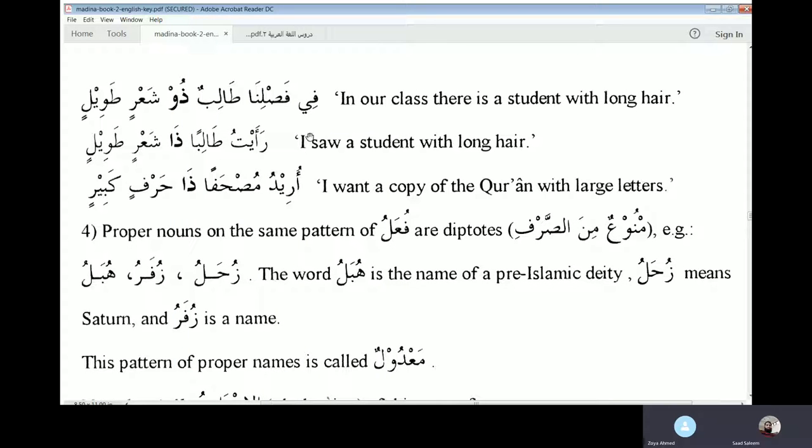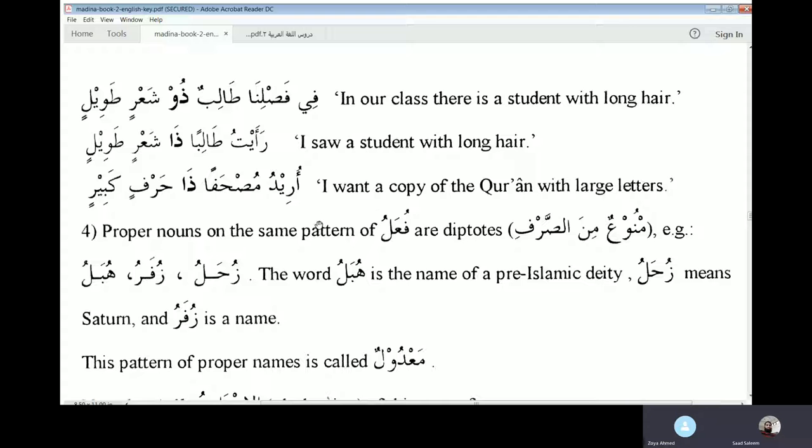في فصلنا طالب ذو شعر طويل. In our class there is a student with long hair. رأيت طالبا ذا شعر طويل. I saw a student with long hair. أريد مصحفا ذا حرف كبير. I want a copy of the Quran with large letters.